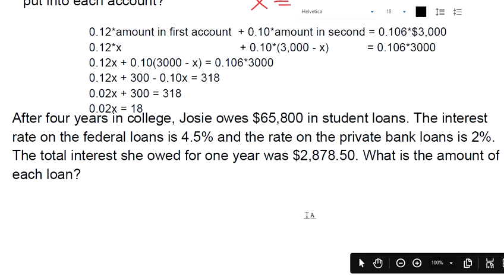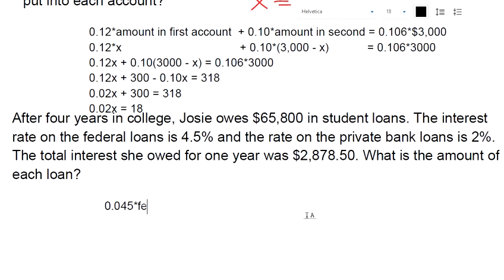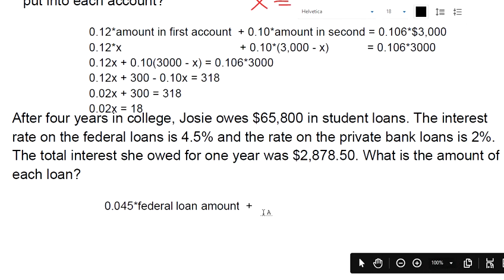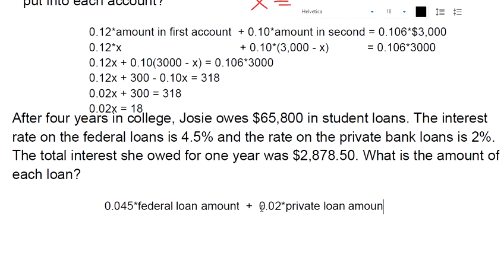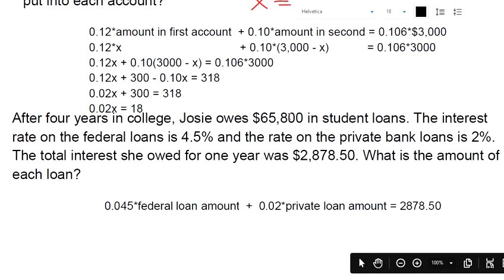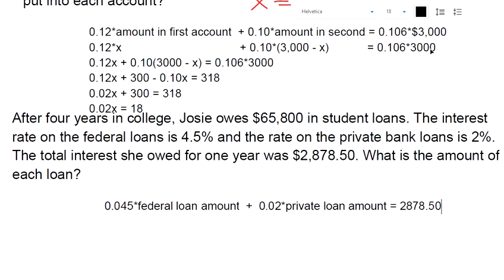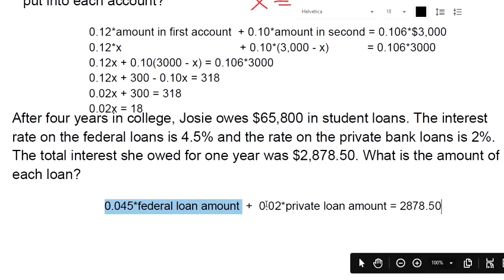So we could say 4.5% as a decimal times the federal loan amount, and then 2% times the private loan amount. That should equal the total interest she owed, $2,878.50. We don't even need the $65,800, because they gave us the interest. Last time we had to calculate the interest based on the starting amount. This one they tell us there was $2,878.50 in interest. So the interest from the federal loans plus the interest from the private loans equals the total interest.